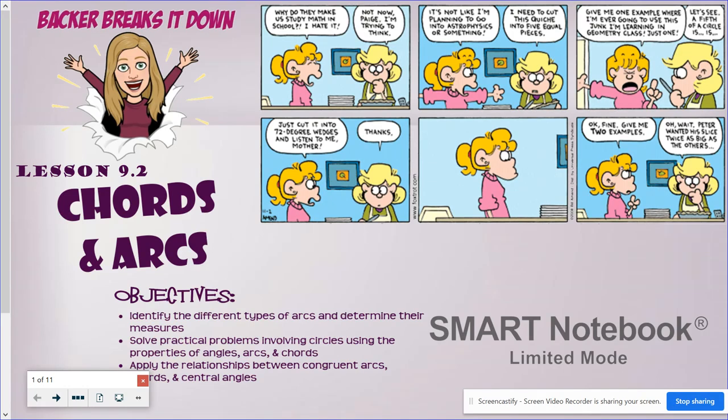So, I would like to talk to you today about chords and arcs. Now, take a look at this little comic here, because this is illustrating one of our main ideas today. This is a Foxtrot comic, and clearly Paige is upset that she has to study math in school. Her mom's busy doing something, and her mom says, I need to cut this quiche into 5 equal pieces.